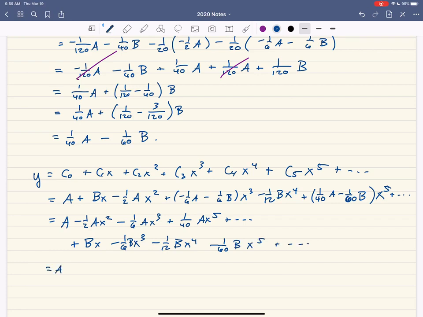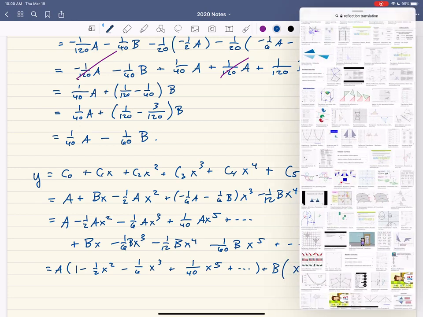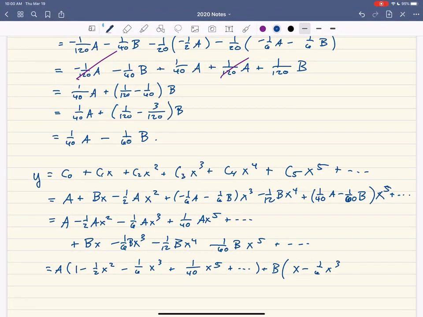And so again, you can write this as a times the quantity 1 minus 1/2 x squared minus 1/6 x cubed plus 1/40 x to the fifth, and so on, plus b times the quantity x minus 1/6 x cubed minus 1/12 x to the fourth minus 1/60 x to the fifth, and so on.